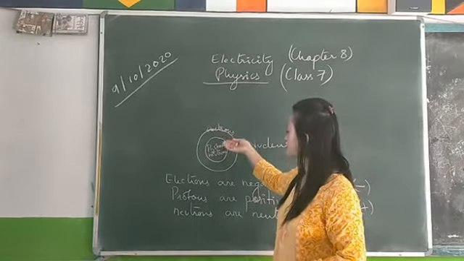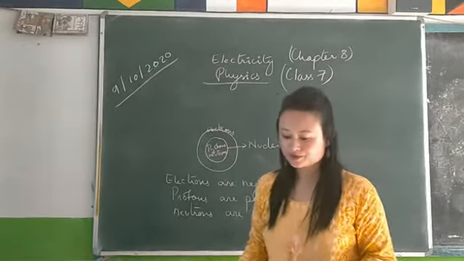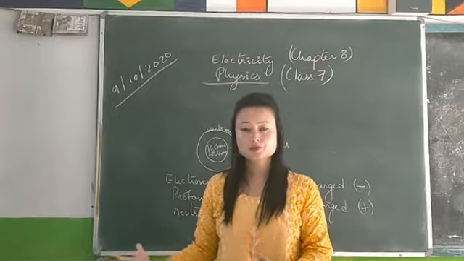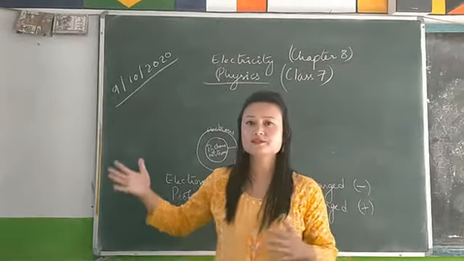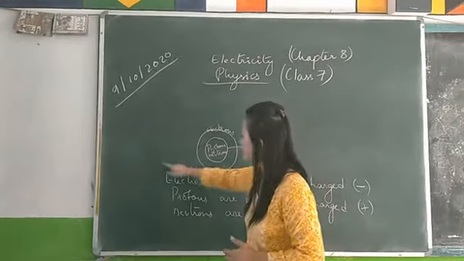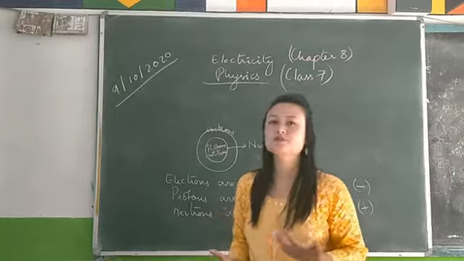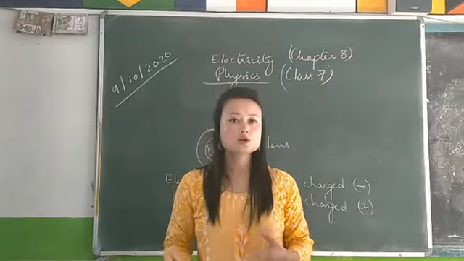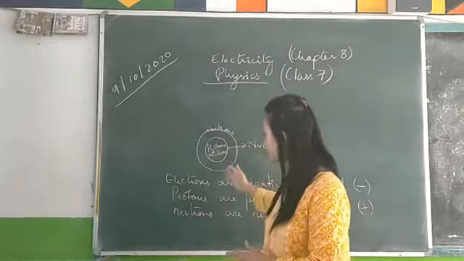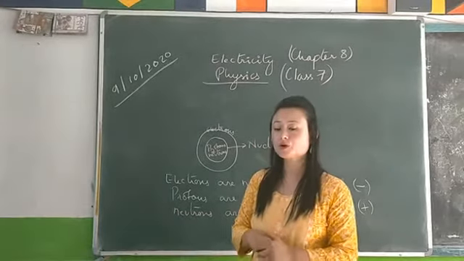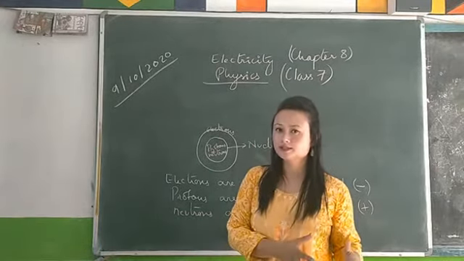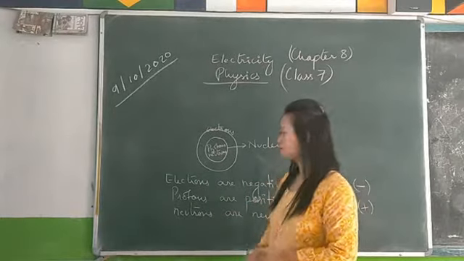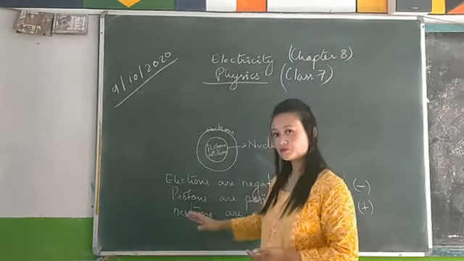So we have electrons, protons and neutrons. Now why are we learning about these electrons, protons and neutrons? Because it is the movement of the electron that produces current. That means that generates electricity. So in order to understand that, first we need to know these basic terms, to get into the detail about electricity. Before knowing about electricity, we need to know about electrons, protons and neutrons.